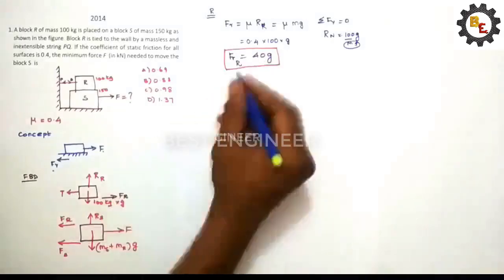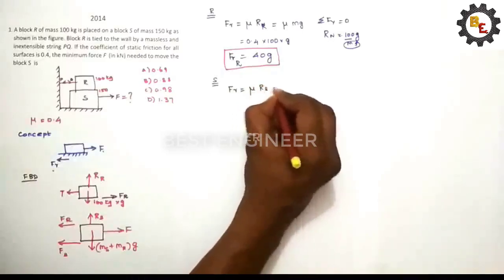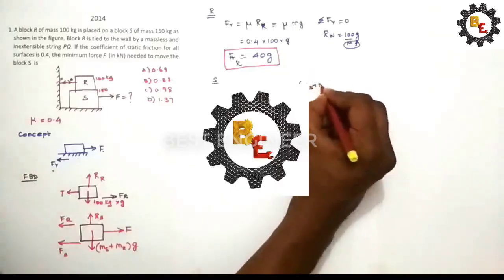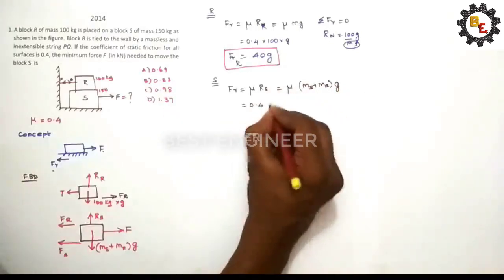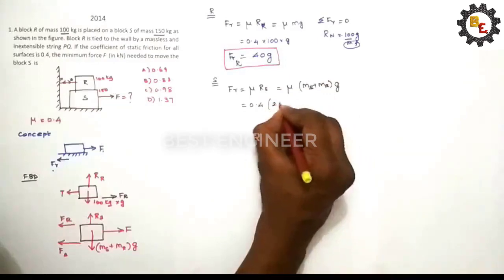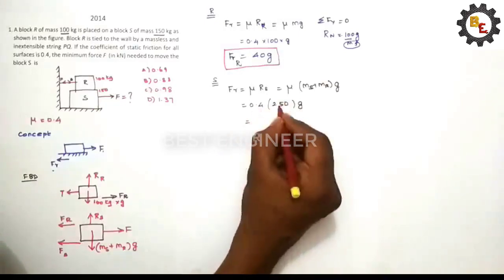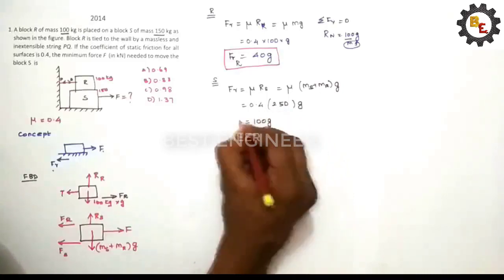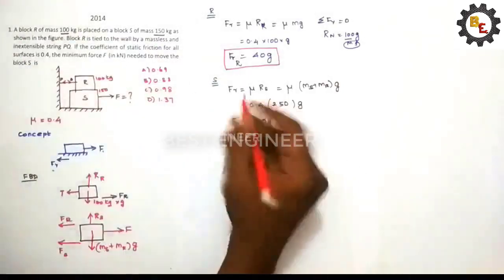Now let me go for block S. Friction force equals mu into Rs, that is equal to mu into (Ms plus Mr) into G, that is equal to 0.4 into (150 kg plus 100 kg), so 250 kg into G. Now multiplying the value inside, 40, 80, plus 20, so 100 G. This is the friction force on the S surface.